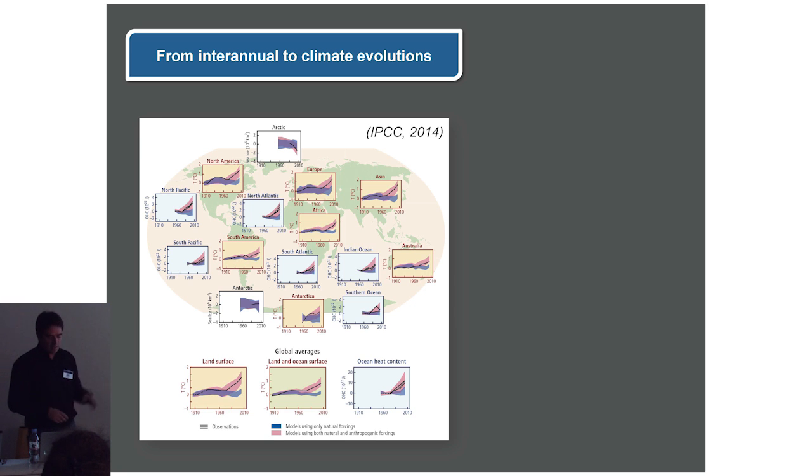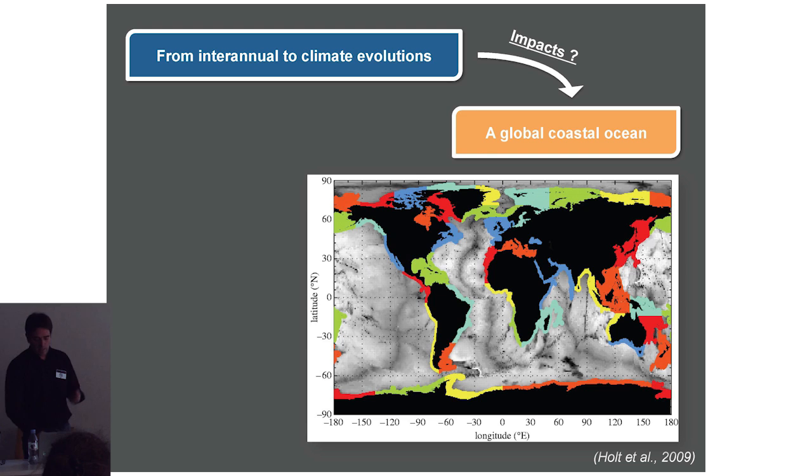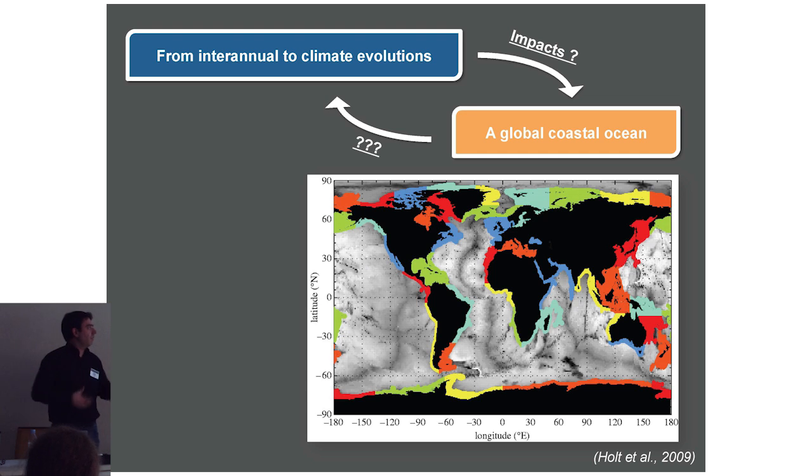Then we have internal climate evolutions in the ocean. This is an IPCC example about the ocean content evolution, for example here in the North Atlantic or in other places. The idea behind is what is the impact of all this long-term evolution on the global coastal ocean. This is an example from Holt and colleagues, which divided the coastal ocean into some subregions and some coastal domains. The main idea is what are these impacts, and potentially what are the feedbacks from the coastal ocean to the large scale.